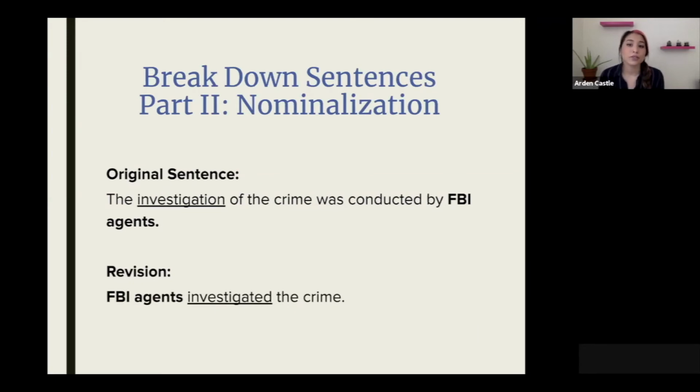The character, the noun that's initiating the action, here FBI agents, is the subject of the clause. The character's action, investigated, is the verb of the clause. By denominalizing investigation, the sentence has a much stronger, more meaningful verb, which is investigated.